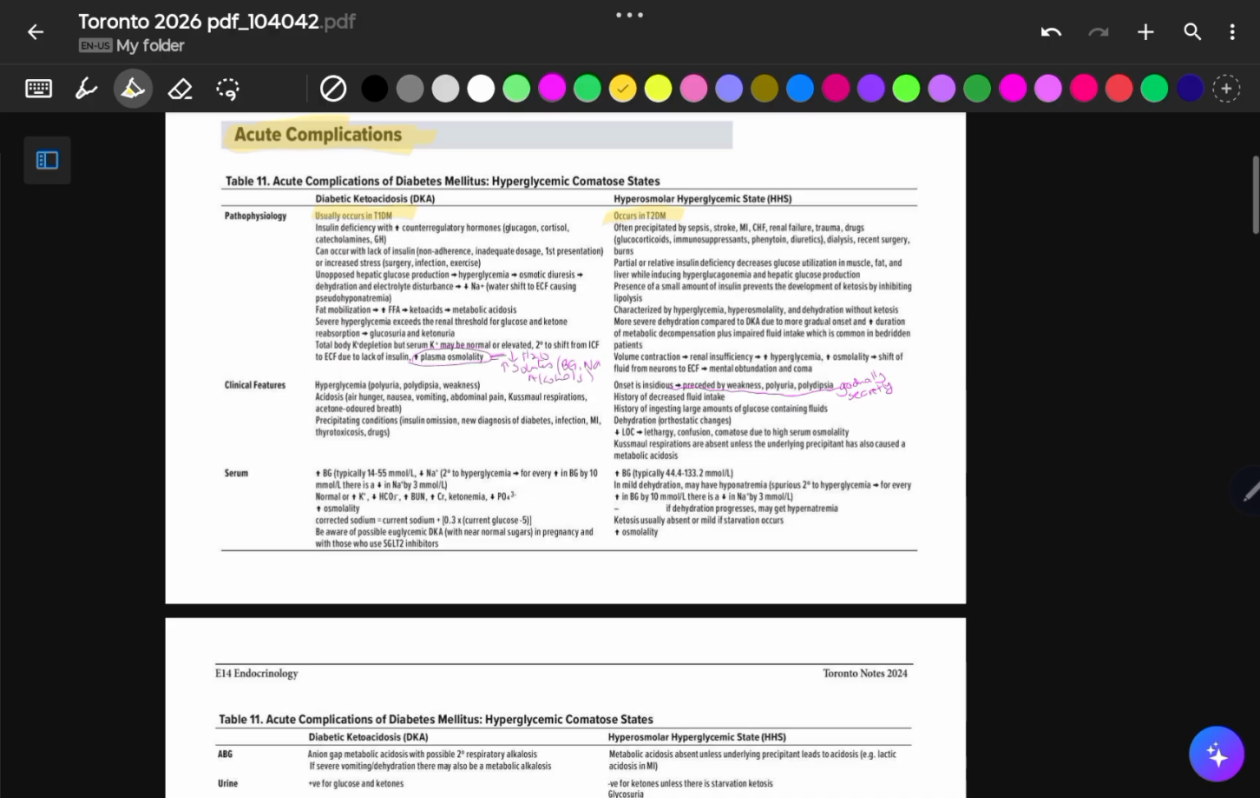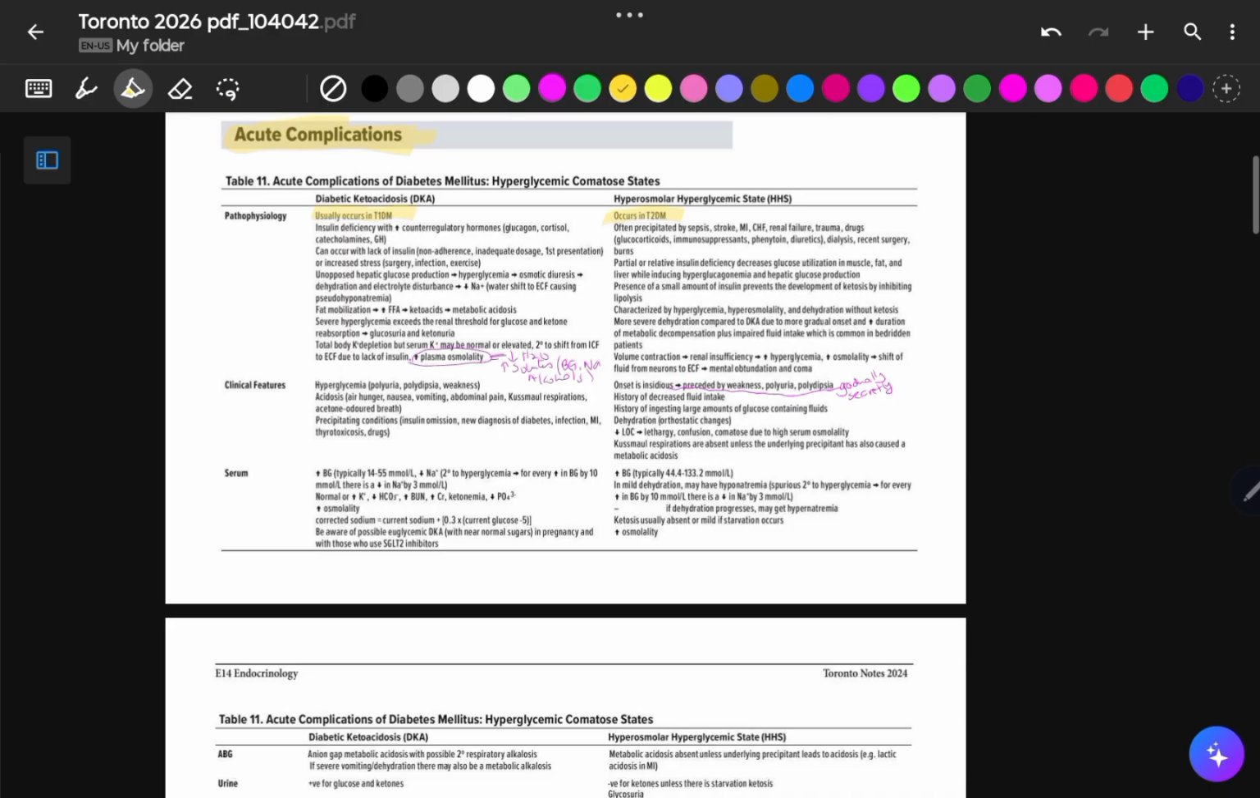So what are the clinical features? The patient will present with hyperglycemia, polyuria, polydipsia. They will present with weakness. Remember we talked about metabolic symptoms. The patients are also going to present with GI symptoms secondary to acidosis. So they are going to have hunger, nausea, vomiting, abdominal pain, small respirations, and the acetone odor breath, which we are speaking about.